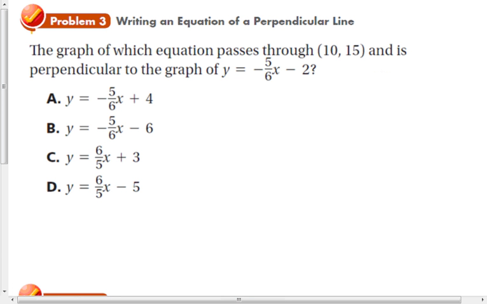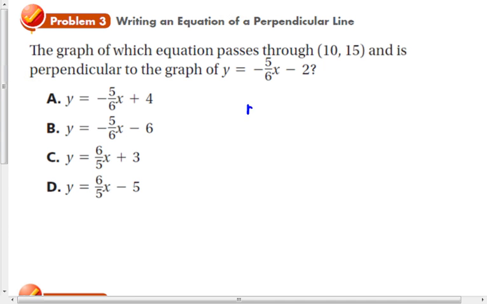All right, to write an equation of a perpendicular line, what we need to do is figure out what the slope is of the line we want to be perpendicular to, and then just write the equation using that slope and the point that it goes through. So, and I think we can use point slope here if we want also. We're just going to have to convert it into slope-intercept, which is what all these answers are.